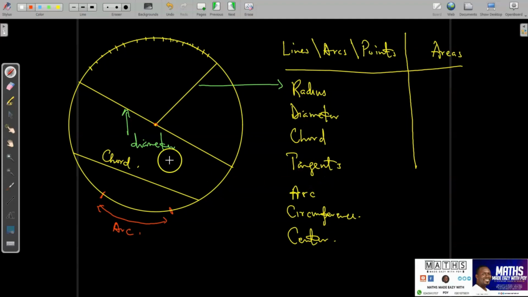Okay, so let's go with the tangent. A tangent is simply a line drawn in space to touch the circumference of the circle at a given point. So this will be my tangent, a line drawn in space to touch a curve, or to touch the circumference of a given circle. That is at a given point known as the point of tangency.